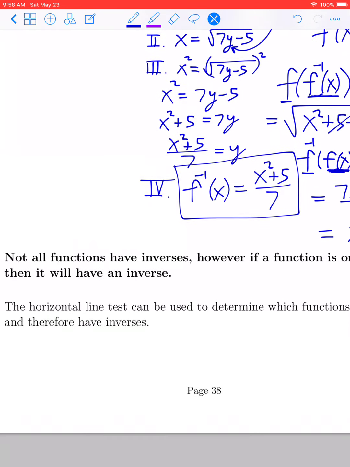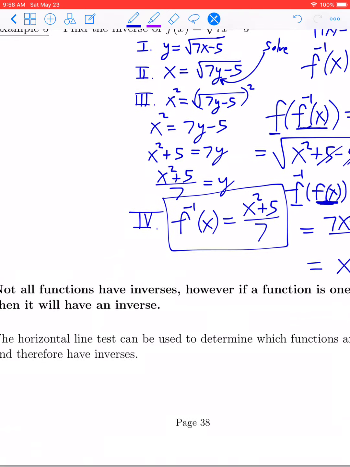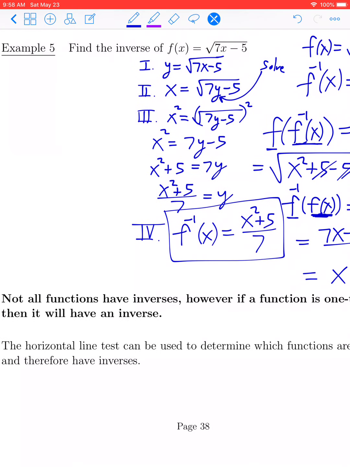One of the things that's important to understand is that not all functions have inverses. Okay? The only functions that have inverses are those that are what we call one-to-one. If a function is one-to-one, then it has an inverse. Okay? And a graphical way to determine whether this is the case is what's called the horizontal line test.